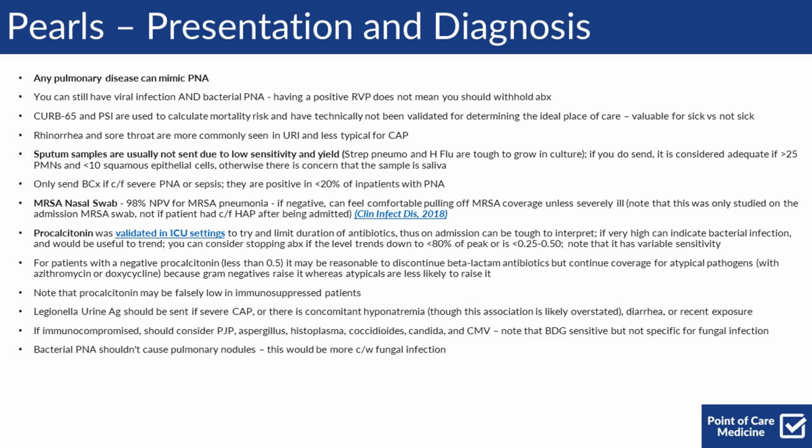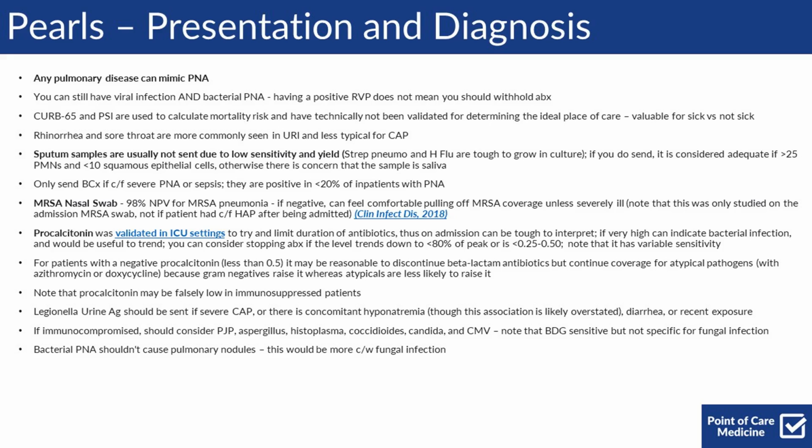As a reminder, CURB-65 and PSI are used to calculate mortality risk and have technically not been validated for determining the ideal place of care, but they can be valuable for determining sick versus not sick. Rhinorrhea and sore throat are more commonly seen in URI and are less typical for CAP. Sputum samples are usually not sent due to low sensitivity and yield. Strep pneumo and H-flu are very tough to grow in culture. If you do send it, it's considered an adequate sample if there's greater than 25 PMNs and less than 10 squamous epithelial cells. Otherwise, there's concern that the sample was just saliva.